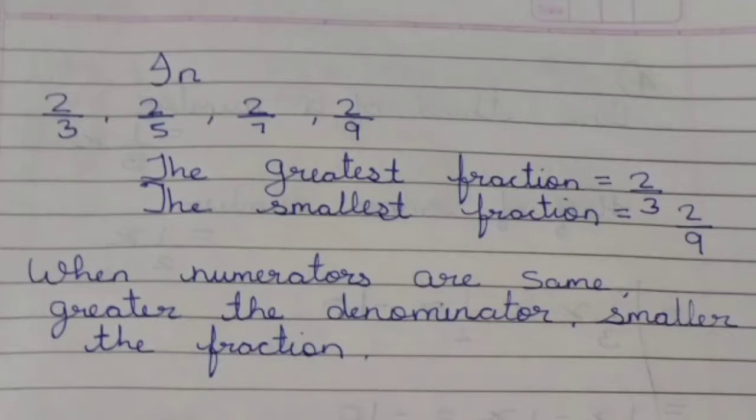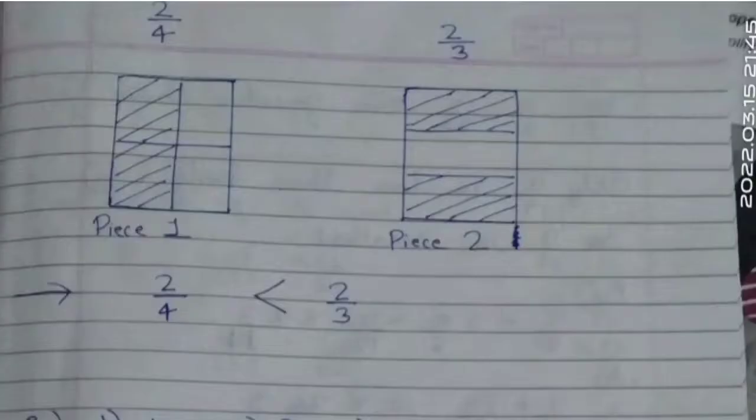But now, why does that happen? Let's assume there are two pieces of chocolate, piece 1 and piece 2. Both are of the same size. I will divide piece 1 into 4 parts and I will divide piece 2 into only 3 parts. Okay. And we will eat 2 parts from the 4 parts of piece 1 and we will eat 2 parts of the 3 parts of piece 2.